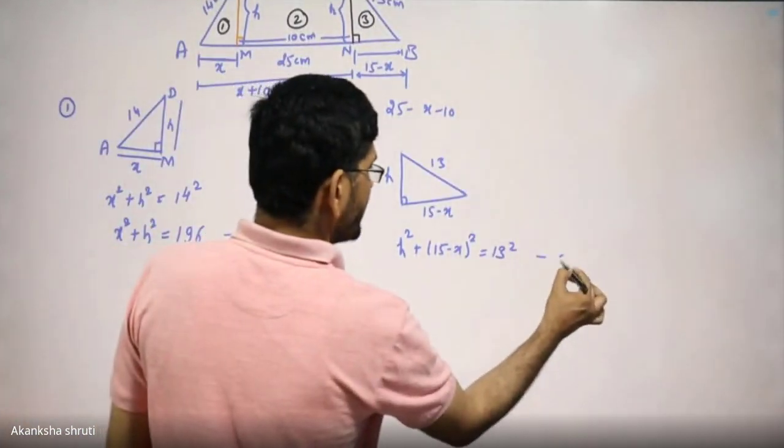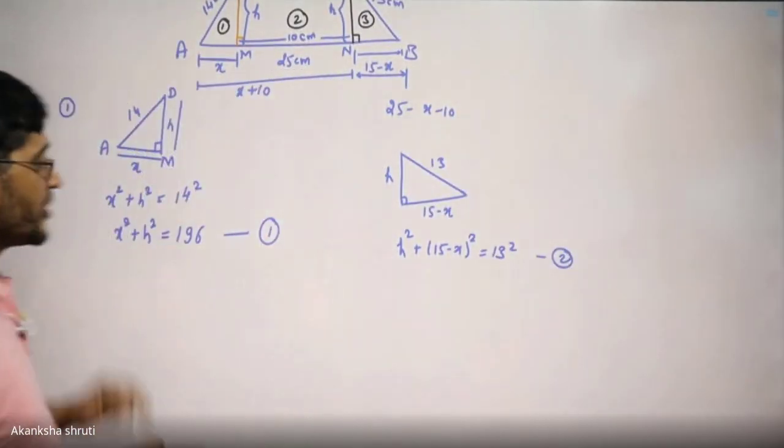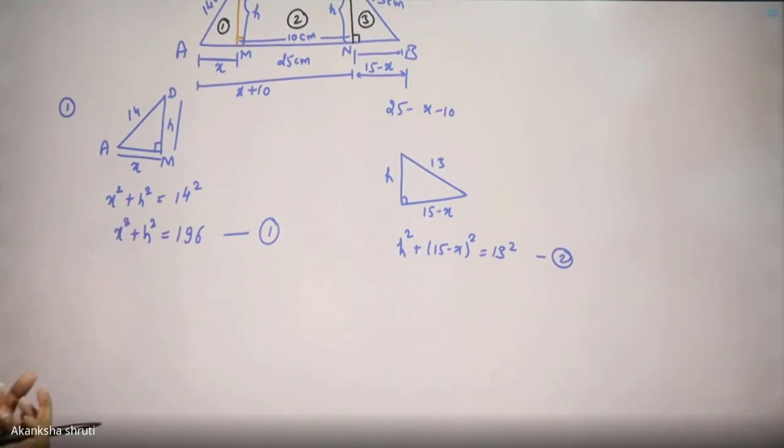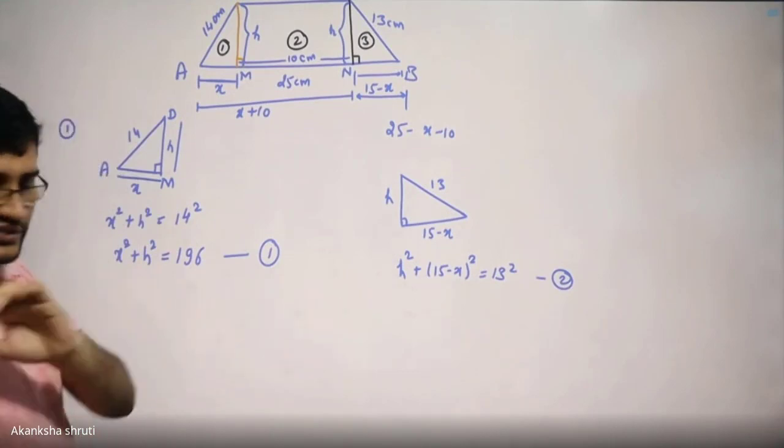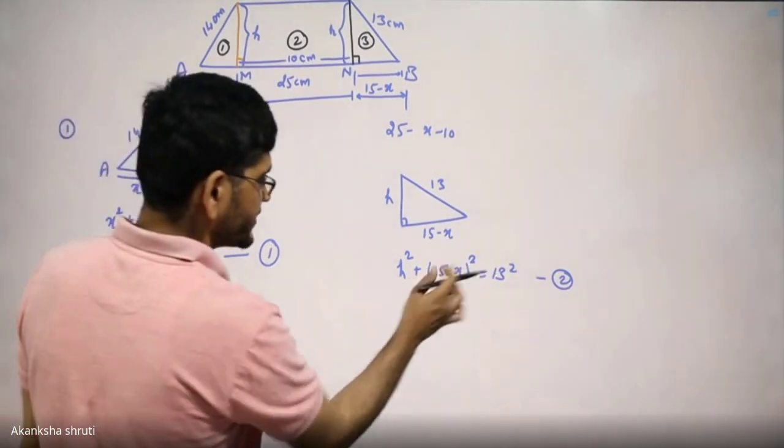Students, now we need to solve these equations 1 and 2 for getting the value of h and x both together, and then we can simplify. It is quite easy. How? Observe this. First we need to break this.